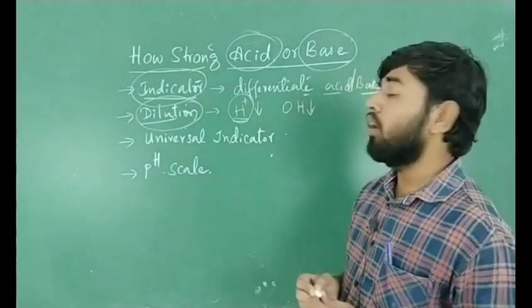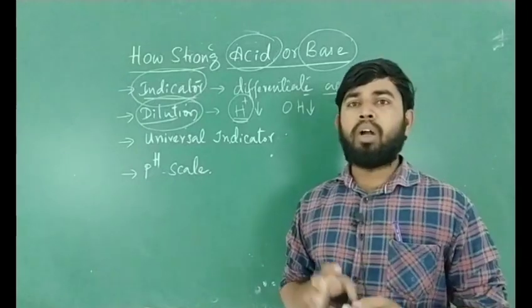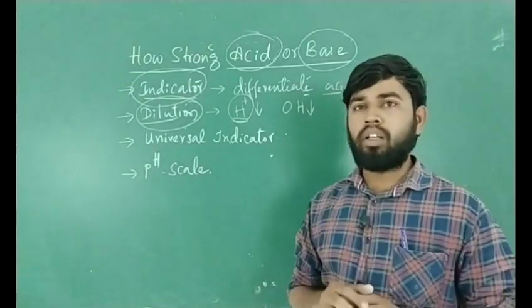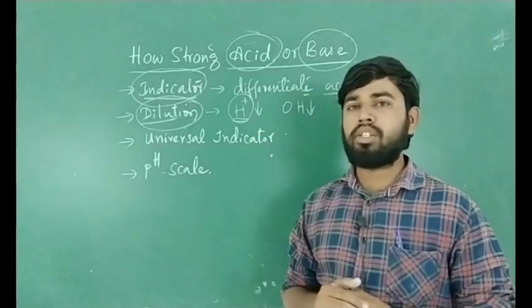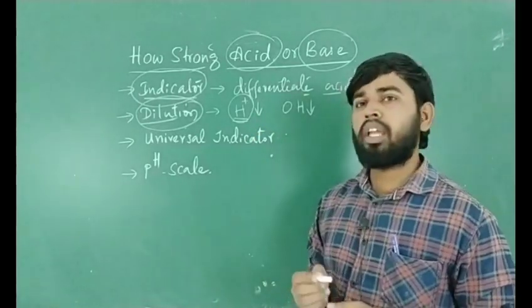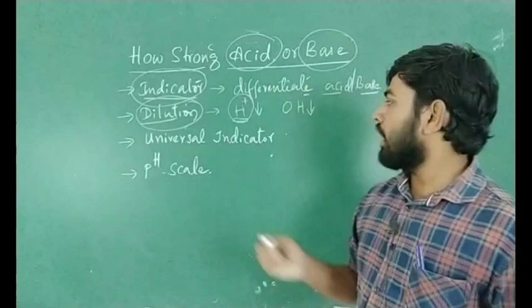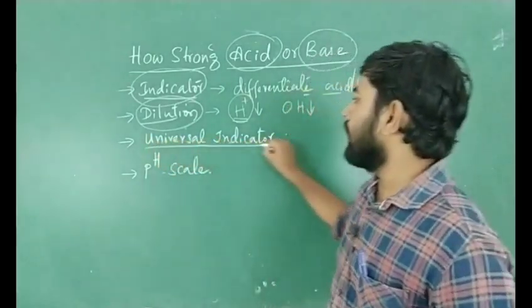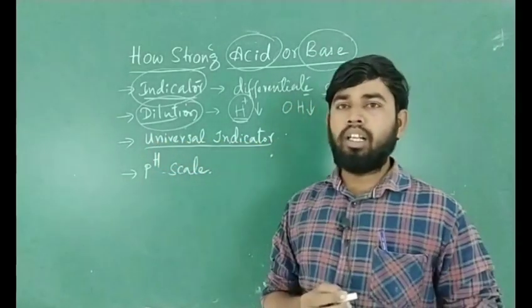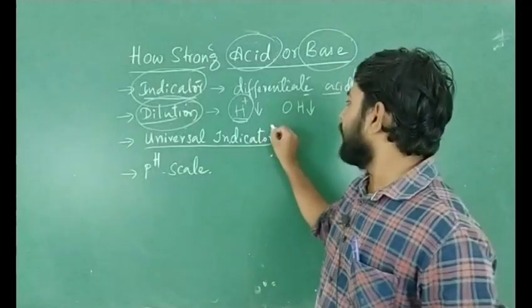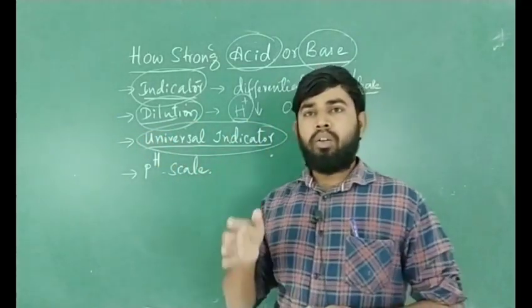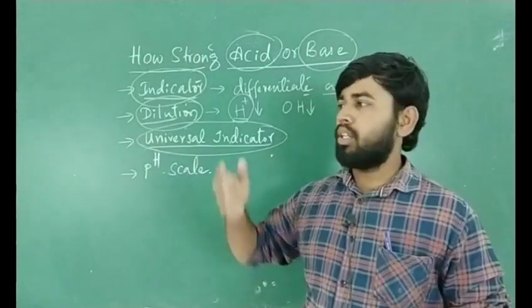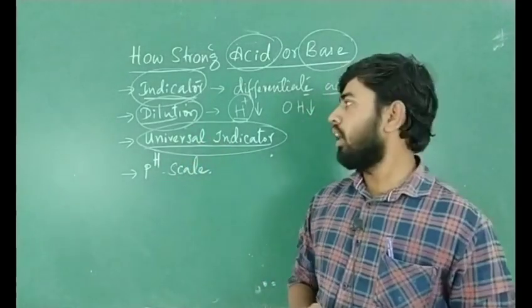Okay, now I want to know which acid is strong, which acid is weak, or which is a strong base or weak base. To identify that, we can use one more indicator called the universal indicator. Remember, the universal indicator is used to determine weak acid, strong acid, similarly strong base and weak base.